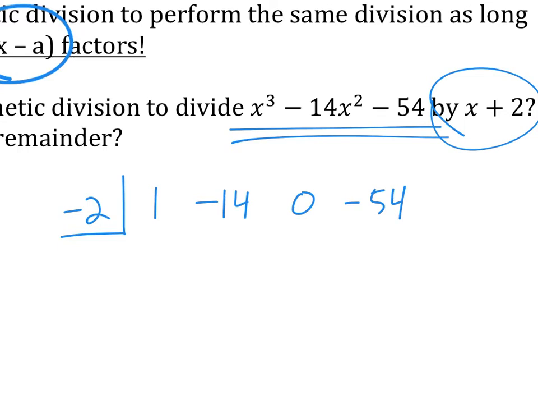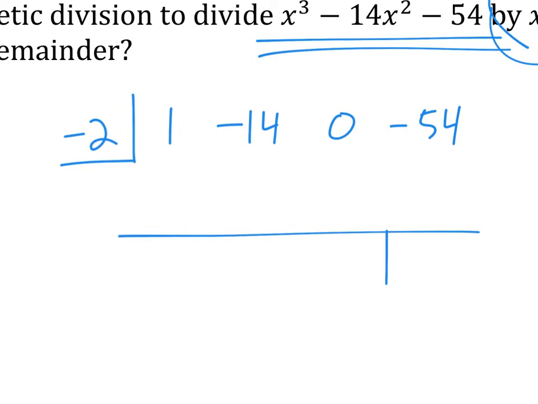Okay, next. You draw a line like this, that means equal sign. And then you draw a line in between the last two digits. That means after this line is a remainder. Okay, here's how you do it.